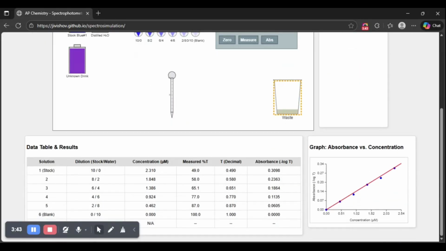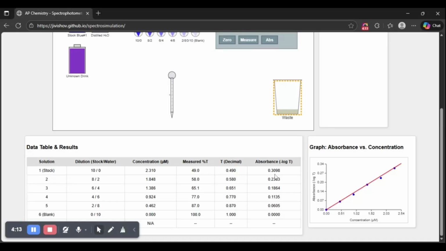Here we can see that the graph plots absorbance on the y-axis and concentration on the x-axis, and that the data points form a straight linear trend, which shows that the absorbance increases in direct proportion to the concentration. This relates back to Beer's law that I mentioned earlier.